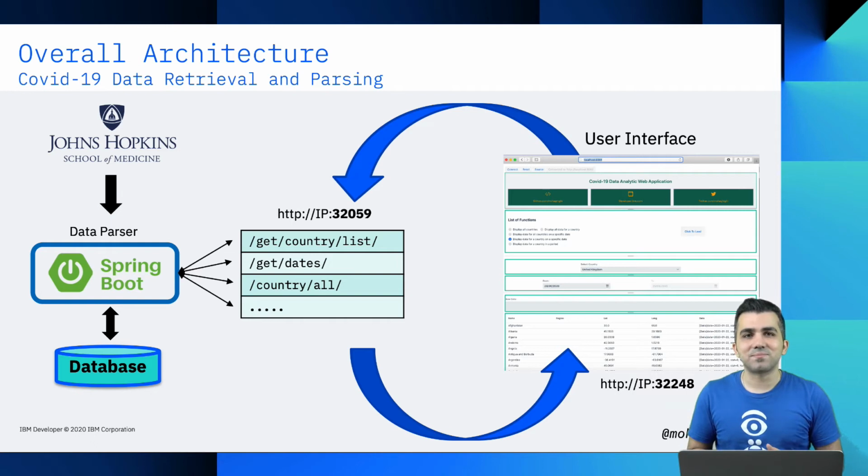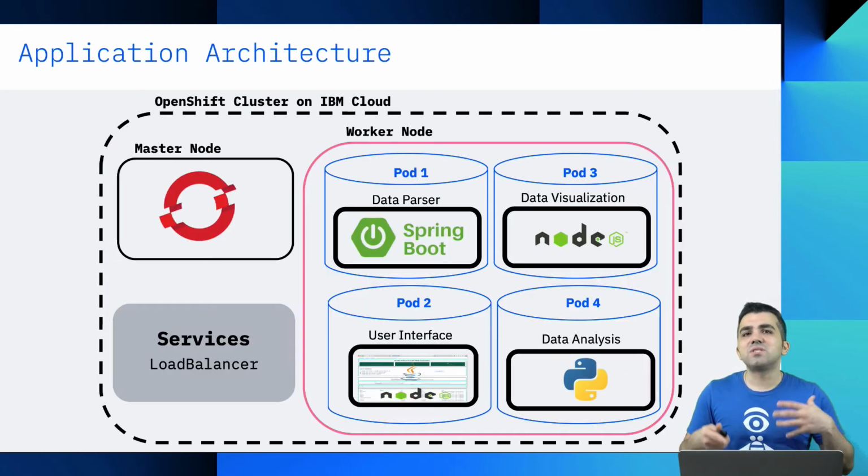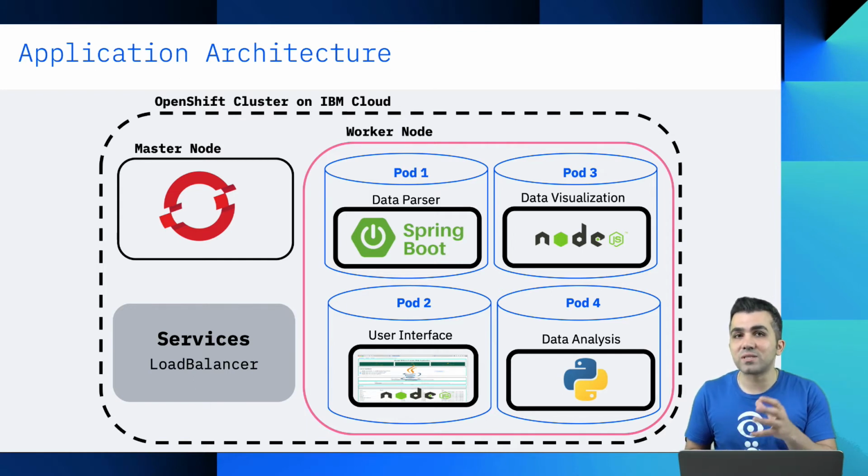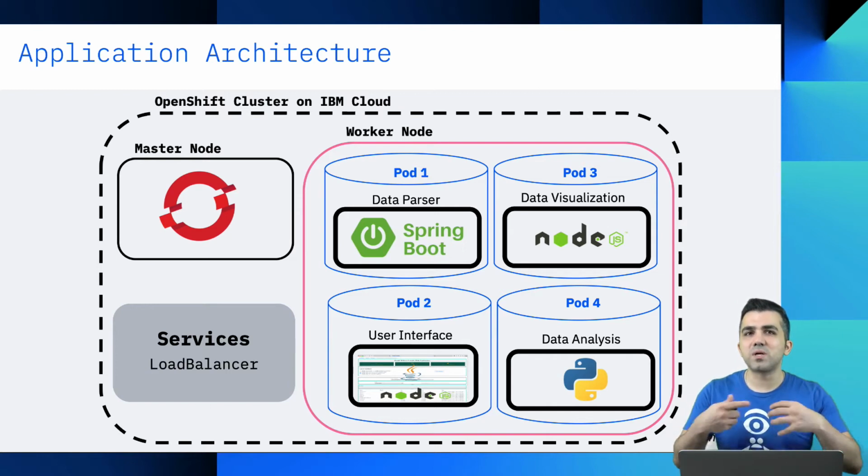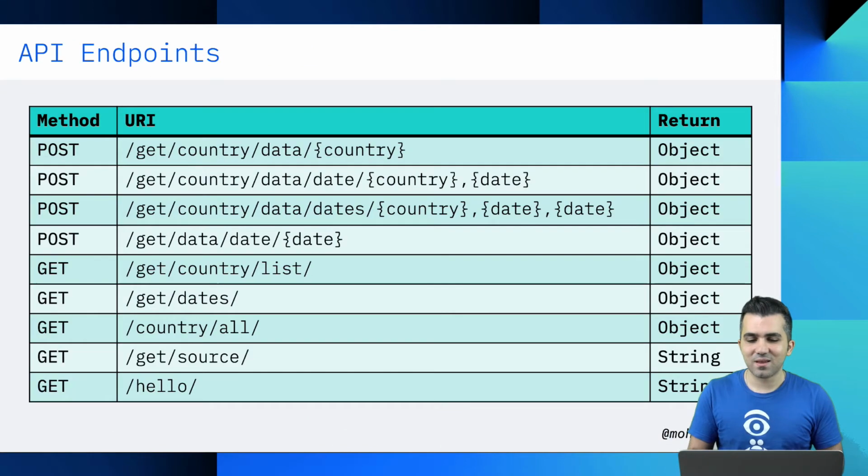Our application consists of a number of container microservices, including 2 data parsers for positive cases and mortality rates per country, and a user interface for displaying data and invoking those APIs through a number of sample functions. Here we've got our OpenShift cluster on IBM Cloud with our microservices running as individual pods. We've also got a load balancer that directs traffic to our pods from external networks or the internet.